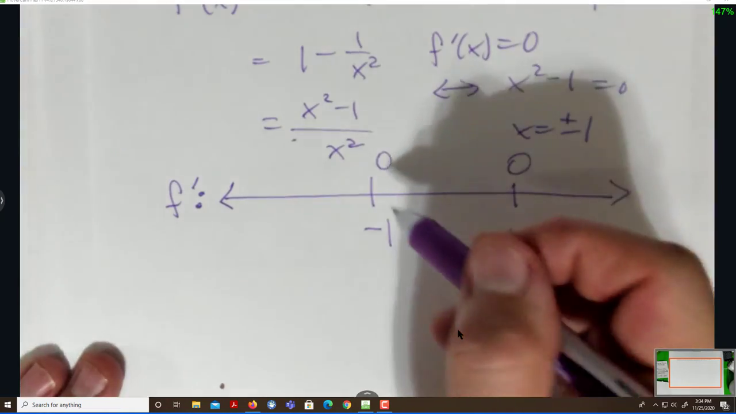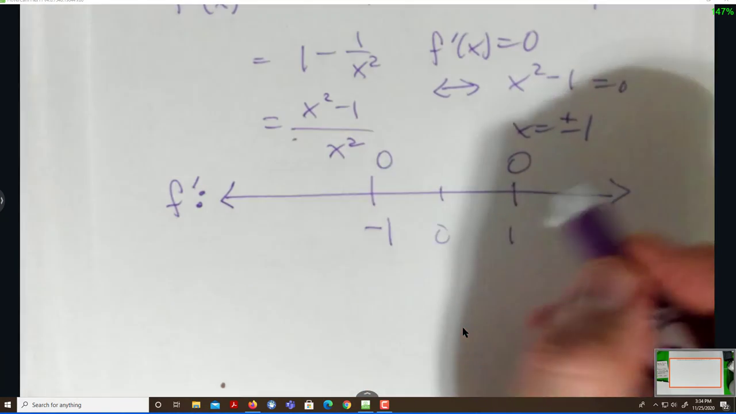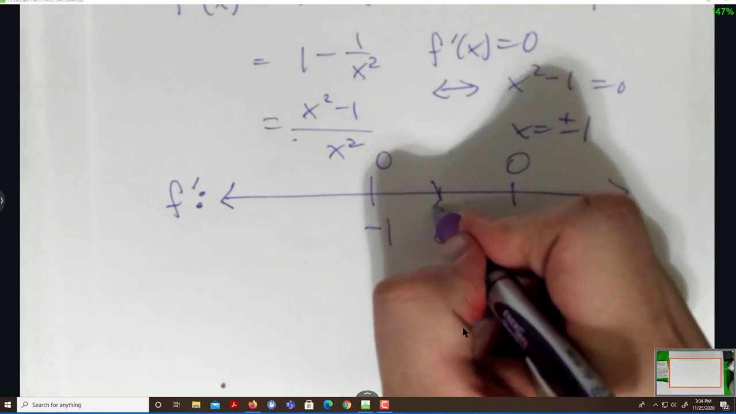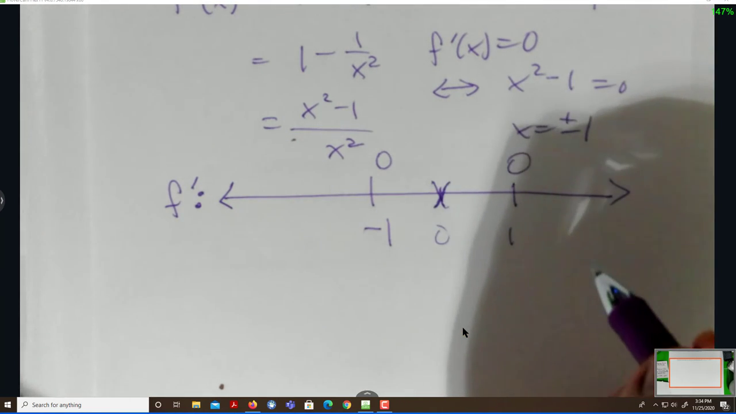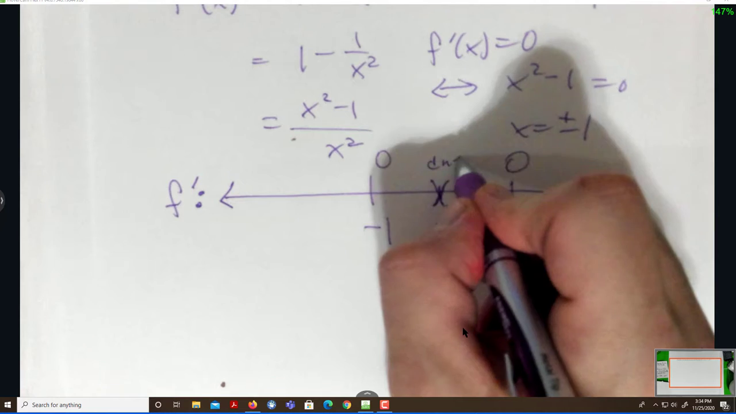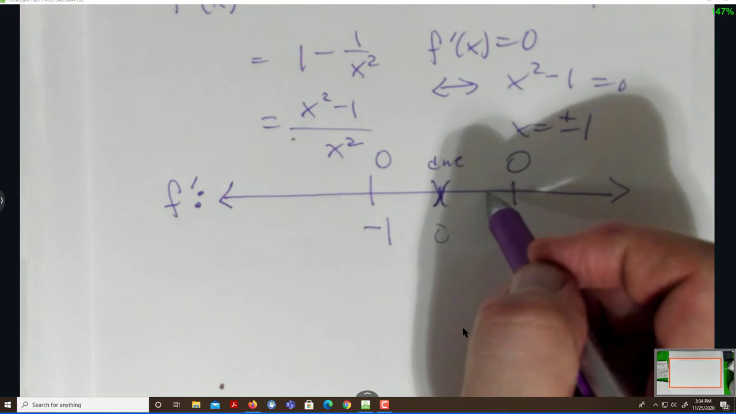Let's say one of these values is where it didn't exist. You'd see a DNE here. 0 is plumb in the middle. Actually, it doesn't exist at 0, so we're going to have to be careful there. At 0, the function doesn't exist. Neither does the derivative. Let's pick positive a half.